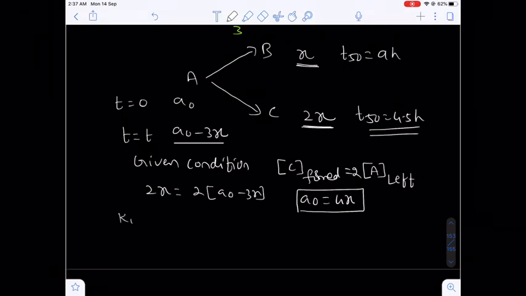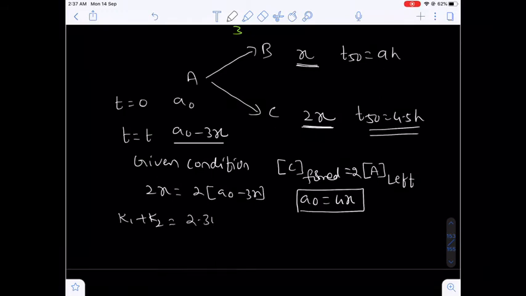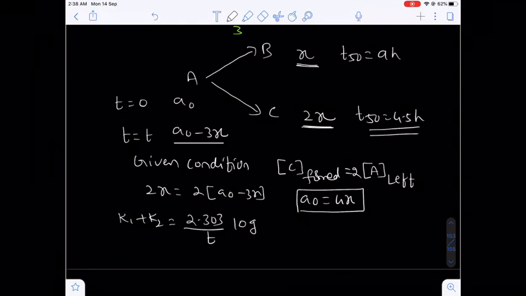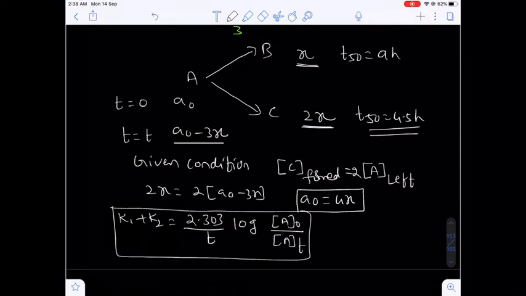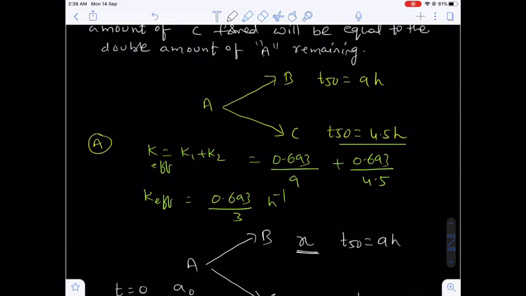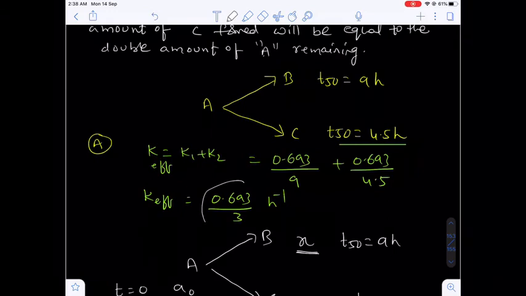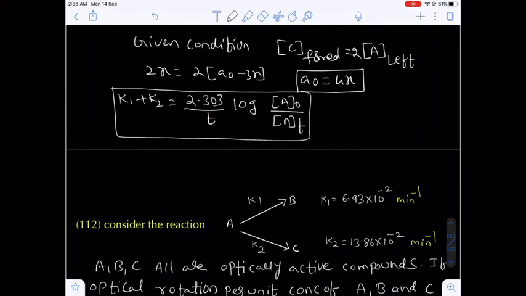Now what is the first order parallel rate constant expression? K1 plus K2 is equal to 2.303 by t log of initial concentration of reactant A naught by concentration of reactant at a certain time interval t. This is the rate constant expression. Now what is K1 plus K2? K effective, that will be 0.693 by 3.